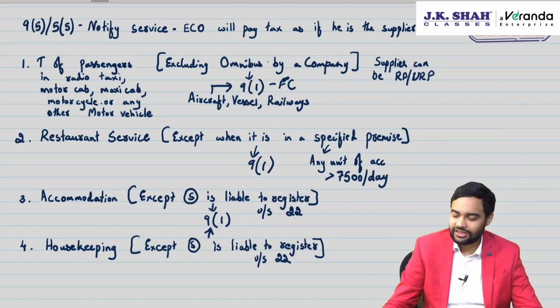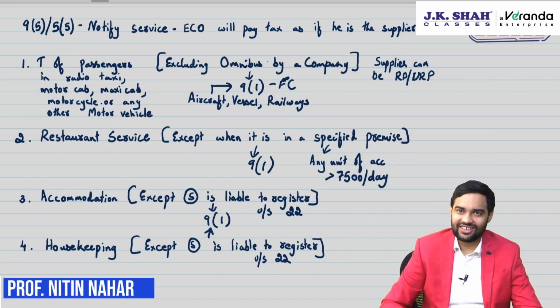Then restaurant services. If it is in a specified premise, then in that case it is excluded. Housekeeping and accommodation. If the supplier is liable to register, then the supplier will pay tax under forward charge. Otherwise, it will be a case of 9.5.